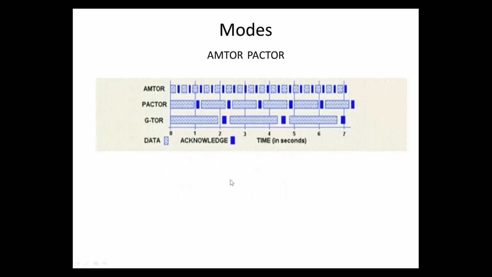Amtor and Pactor, similar in that they have a data structure. I've never used any of them that I'm aware of, but they do have, you know, here's the start, here's the data, here's the stop. There has to be some sort of handshaking that way in order to get the data set.